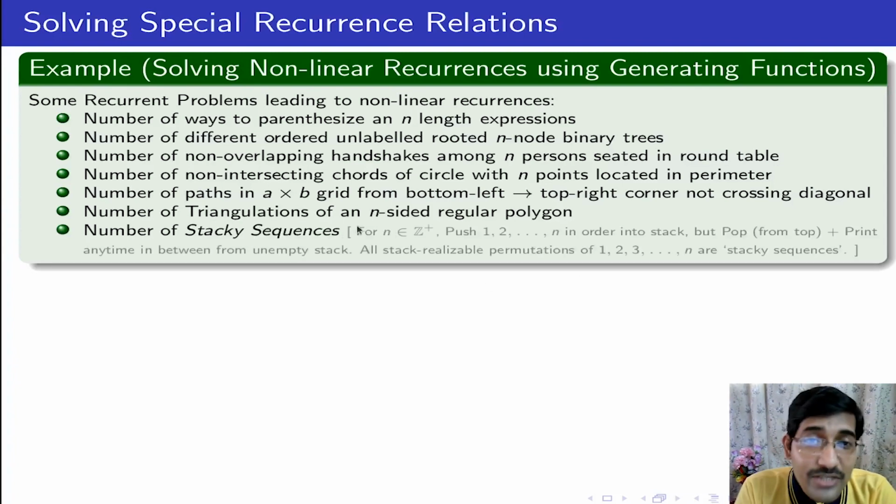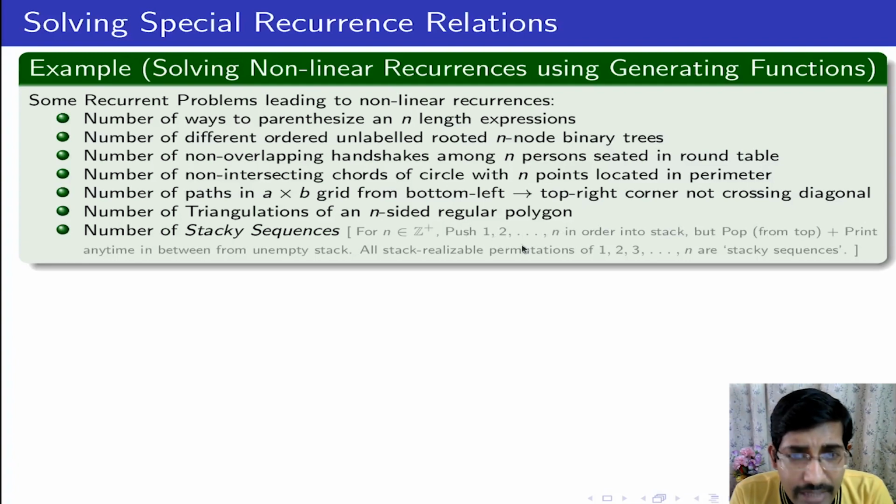Number of stacky sequences, which means that I will try to push 1 to n in order and pop and print anytime unless the stack is empty. What is the realizable sequence that I will get as my output of the print? So you can see that obviously if you try to push 1, 2, 3, 4 in order and try to pop in between, there are some sequences you cannot get. So those sequences are not stacky sequences. How many stacky sequences are possible?